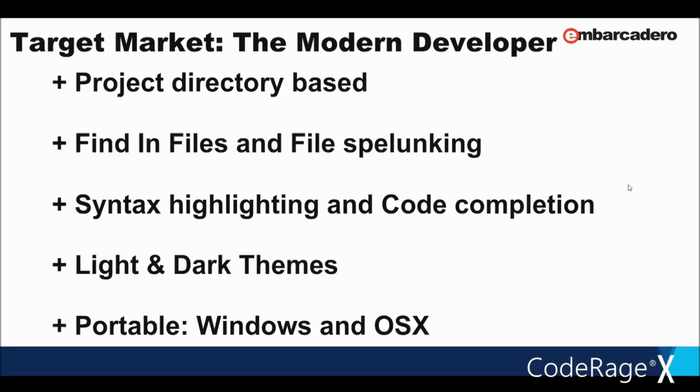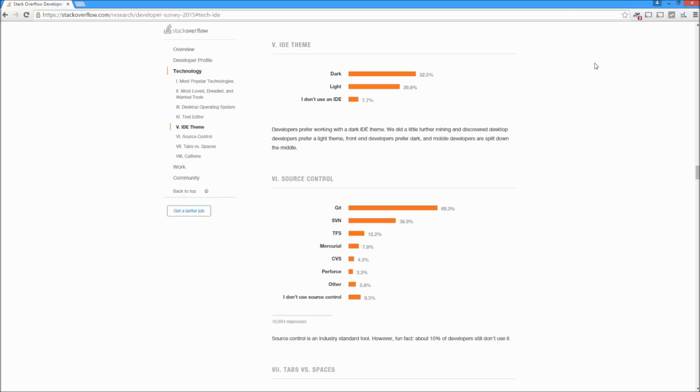Syntax highlighting and code completion are a must because they make the job easier. According to the recent Stack Overflow survey, mobile developers like both dark and light themes, while desktop developers prefer a light theme. Supporting both is easy with Firemonkey styles. Here you can see the Stack Overflow survey for the IDE themes that people prefer, and you've got the dark theme here and the light theme. Desktop developers prefer light theme, and apparently mobile developers are split down the middle on that.